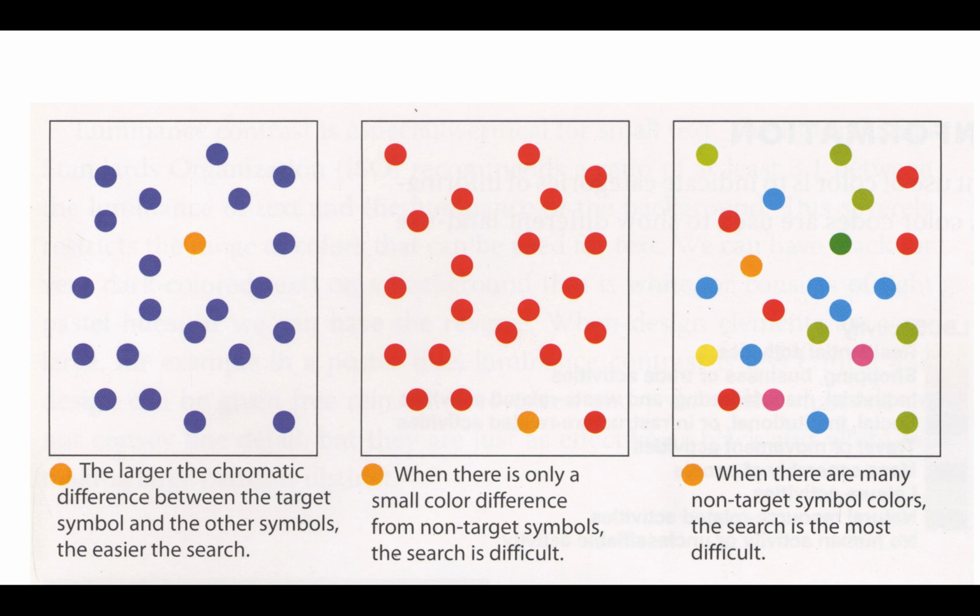You want to have the color differences, the chroma differences, be as high as possible when possible. On the shape to the left, there's a great deal of chroma difference between the orange ball and the blue balls. When there's less of a color difference, such as the orange against the red in the middle example, it's harder to read. And then when there are so many different target colors, on the far right example, it's really, really hard to distinguish between them because there are just too many.